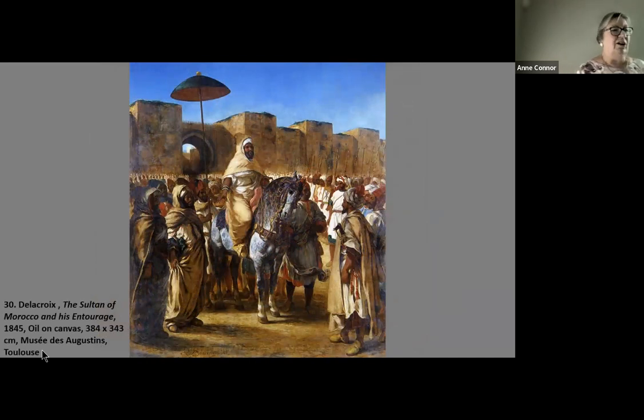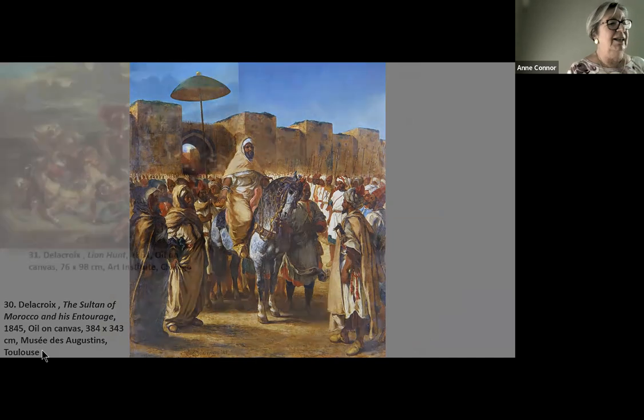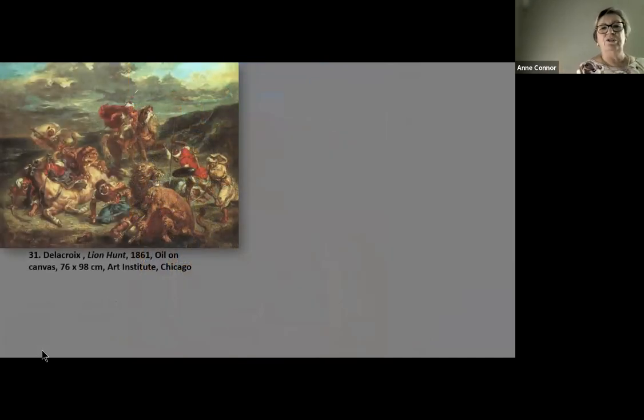Other paintings of North Africa, the Sultan of Morocco and his entourage. This is again that attraction for the exoticism of the place. And then he loved horses. Again, this is very much something he had in common with Rubens.